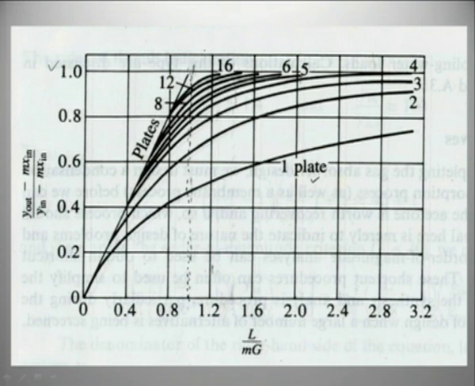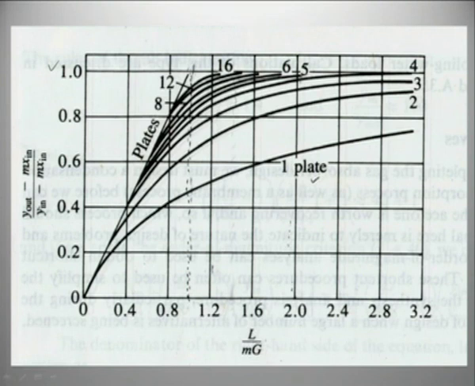Okay. So, in these two cases, we would like to have as high recovery as possible. And therefore, L by mg equal to 1 or less than 1 is never going to give us that kind of recovery, the desired recovery. Now, let us say that we double the ratio, L by mg equal to 2.